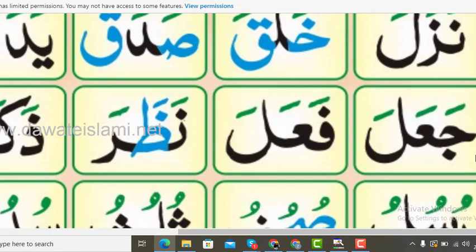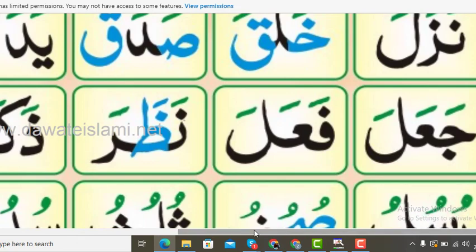Now we are going to do these three words which we just read without the signs. This is Ja'ala, Fa'ala, and the next one is Nadhara.